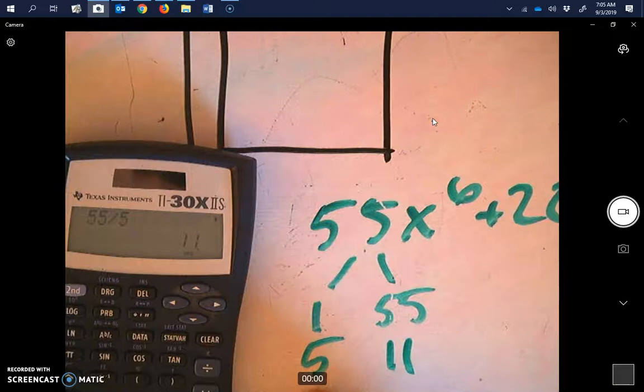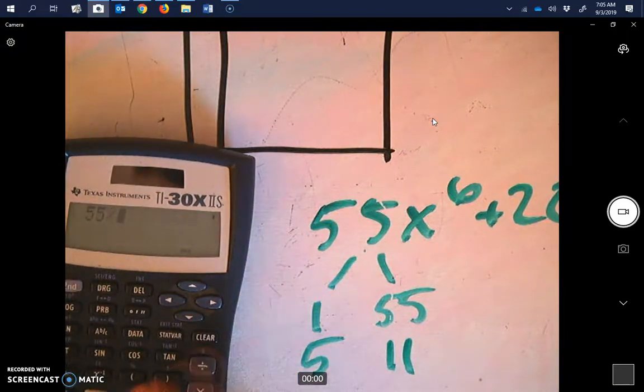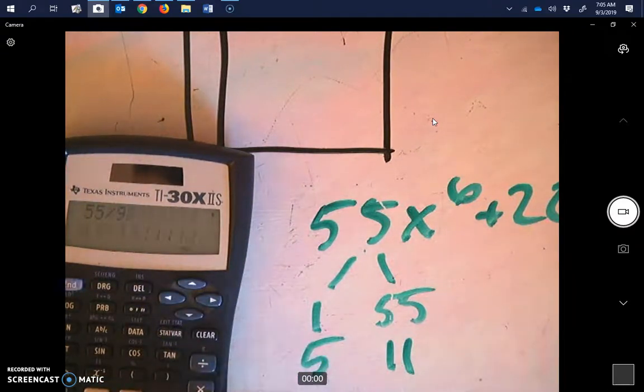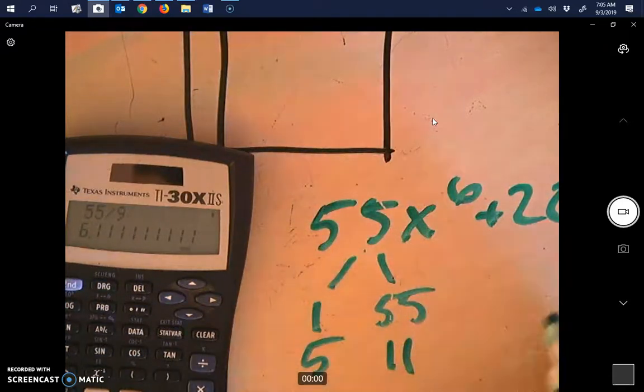So we know 6 does not. Let's try 55 divided by 7. No. 55 divided by 9. Oops, that's not 9. That's 9. And that does not. And then finally we have 11. So we've already got all of our factors of 55.